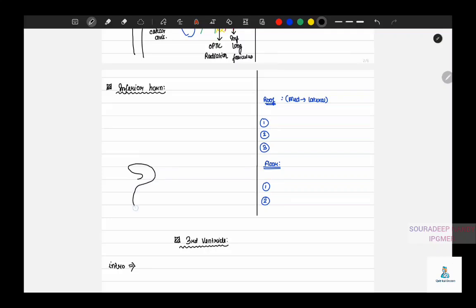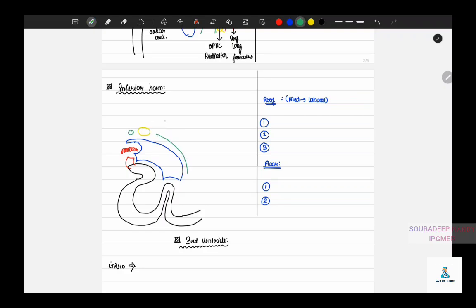Now coming to the inferior horn, here I am drawing the diagram. So the inferior horn is present in the temporal lobe. Here I am drawing the choroid plexus and the inferior horn of lateral ventricle. All these are coronal sections. Here is the tapetum, here is the auditory radiation, and here is the inferior longitudinal fasciculus. And here is the collateral sulcus, which forms an indentation on the floor of the inferior horn called collateral eminence.